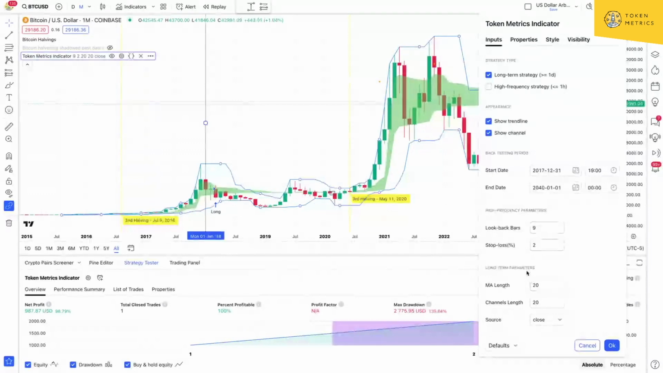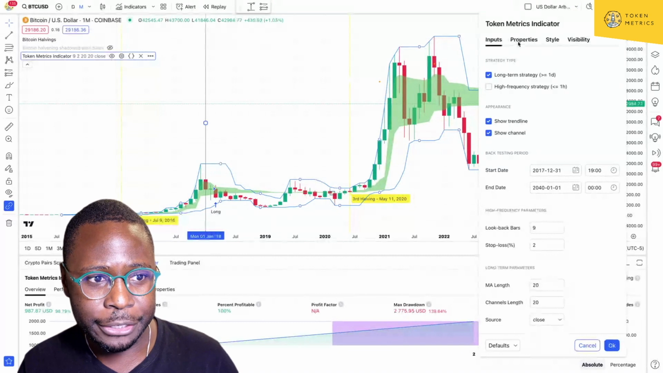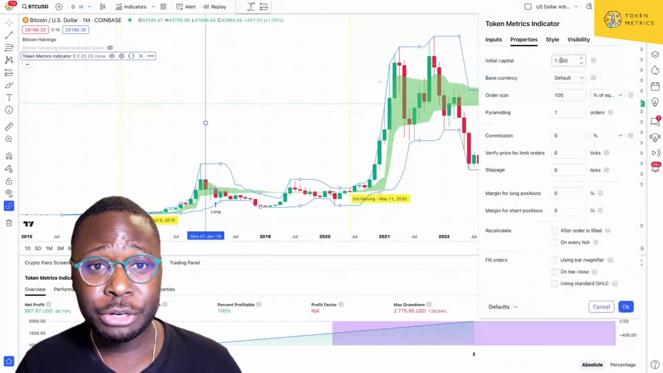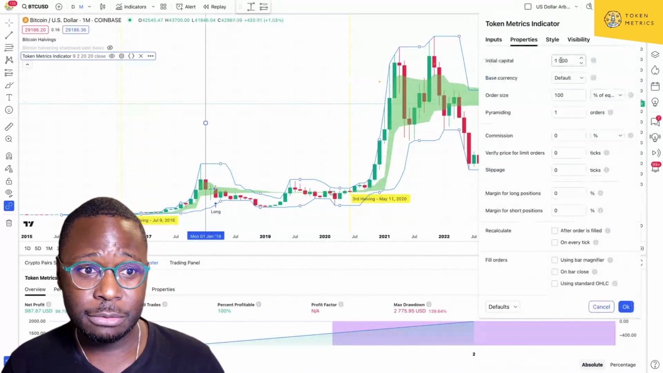Then we also have the parameters for long term: the length of the moving average, the channel length, the source. For now, we'll keep things simple and not really change much. All I'm doing is changing the long-term strategy to be daily or longer because I want to start looking at the long-term trend. If we go to properties, here you can put in how you like to trade or invest.